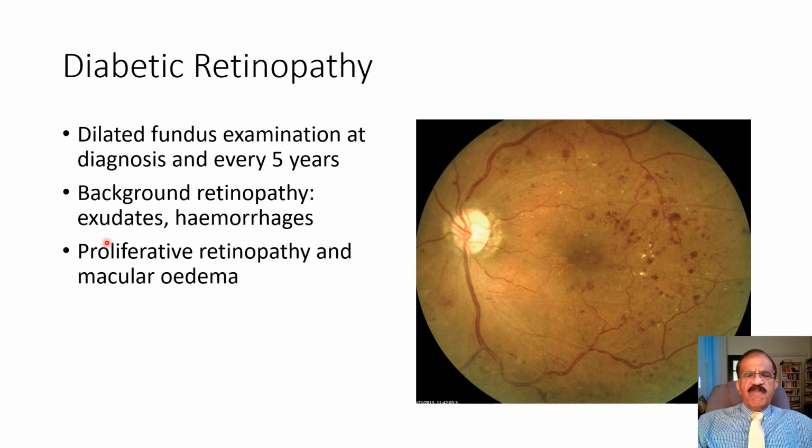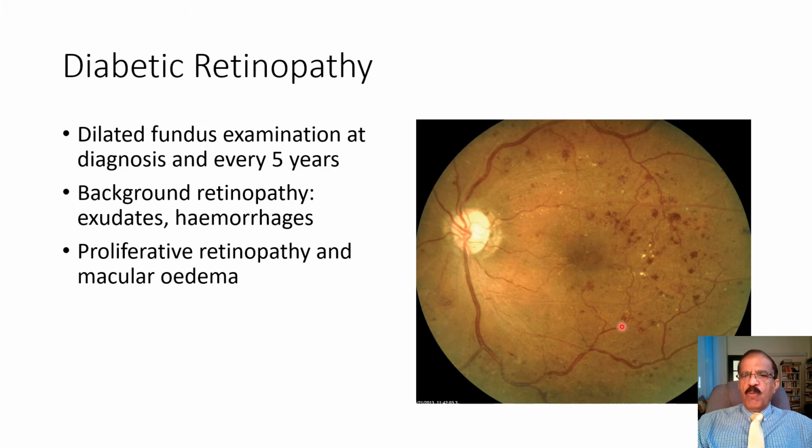Usually there is background retinopathy, and if that is ignored for several years and hyperglycemia persists, then this leads to proliferative retinopathy. By proliferative retinopathy, we mean there is neovascularization. Because of chronic ischemia, first there is microvascular disease, then there is ischemia.